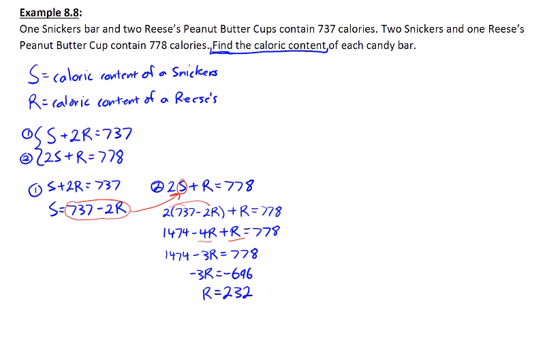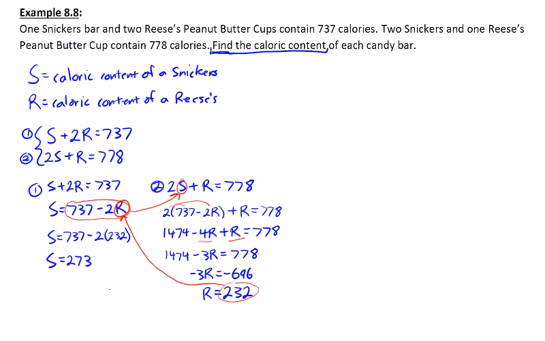On to the back substitution. We'll take 232, substitute it back into R in the original substituting expression. So S is going to equal 737 minus 2 times 232. So S is going to end up equaling 273. So just like with example 8.7, I don't really want to take this result and write it as an ordered pair. Instead, I want to write a sentence that is going to answer the question, which was to find the caloric content of each candy bar.